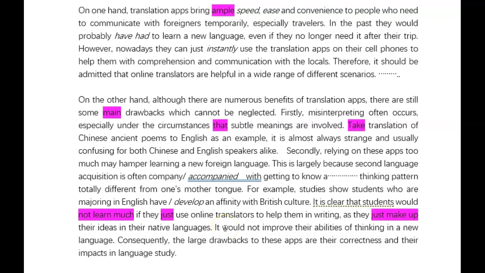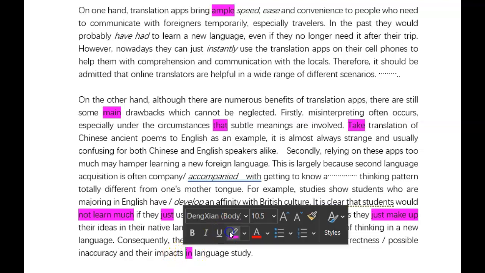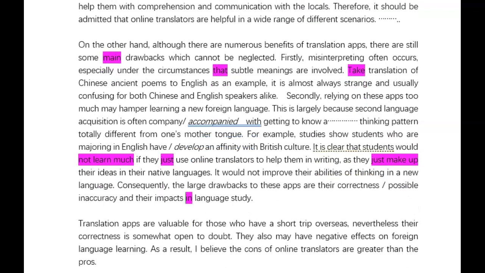Thus, it would not improve their abilities of thinking in a new language. And their language in a new language. Yes, consequently, the large drawbacks to these apps are their inaccuracy. Possible inaccuracy. And their impact on language study. Yeah, good. I'm there. Sorry. Yeah, got it. Okay, well done.